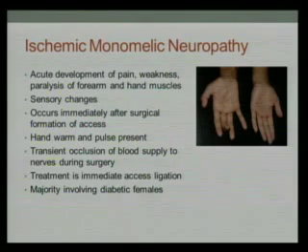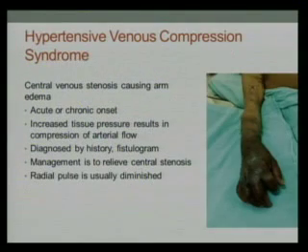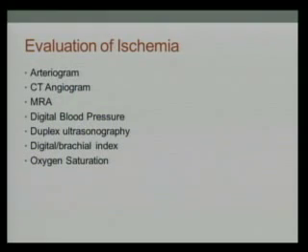It develops very quickly. So hypertensive venous compression can result from a central stenosis that causes arm edema. The tissue pressure builds up, and it compromises arterial flow, and it can be acute or chronic, and you can diagnose that by history or a fistulogram, and management is to relieve the central stenosis, okay? And usually the radial pulse is diminished.